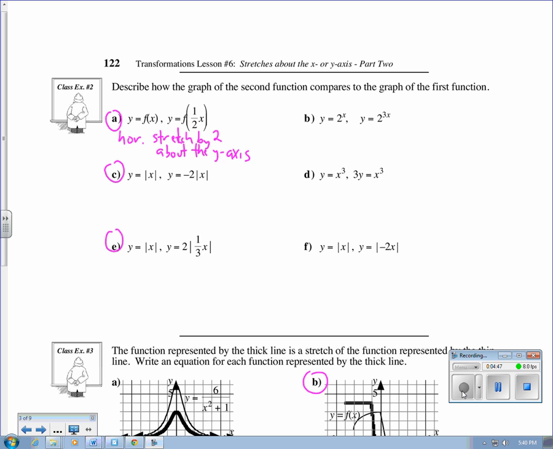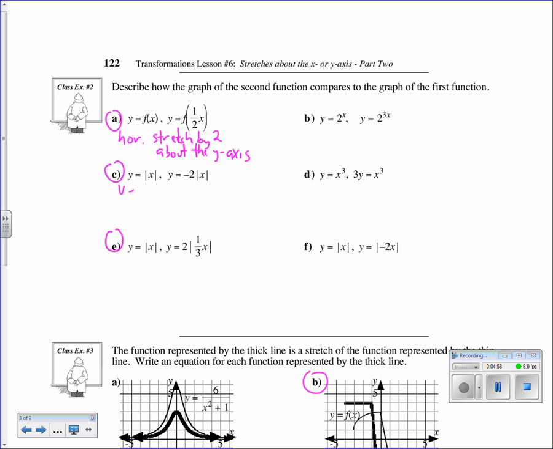Two things are happening in C. My y has been replaced with -y, and I've got a 2 hanging out there. So I've got a vertical stretch of 2 about the x-axis. And then I've got a reflection in the x-axis. So two things are happening there.